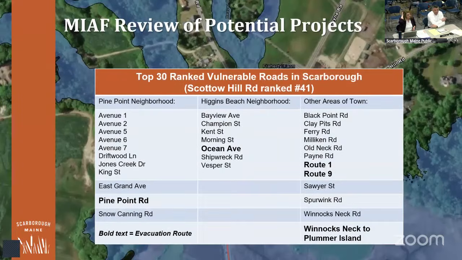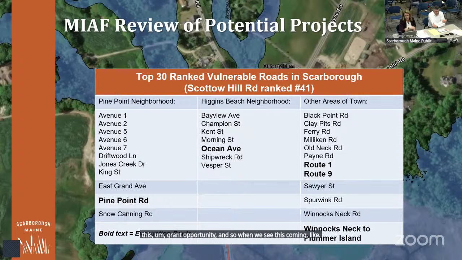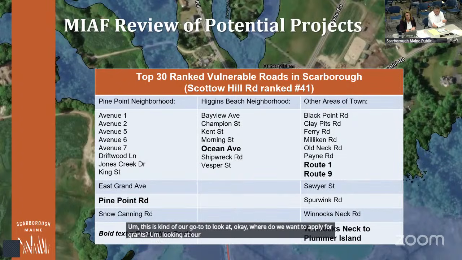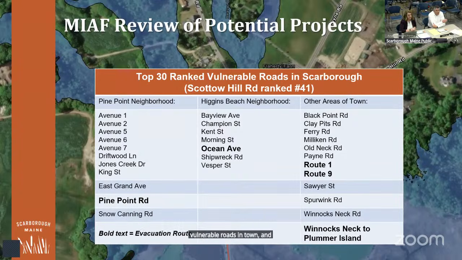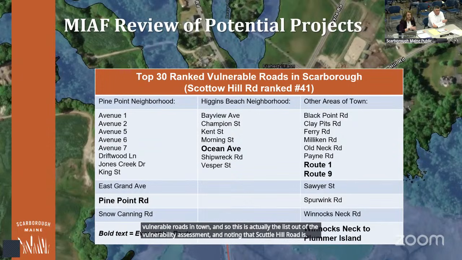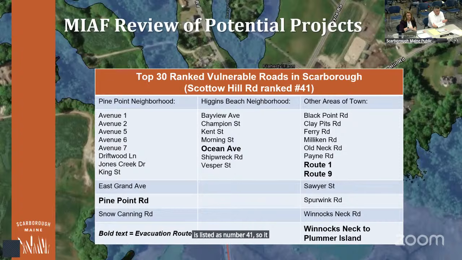I was going to talk a little bit about this grant opportunity. When we see this coming, like we did for Sawyer Street, and when Army Corps mentioned it, one of the first things staff do, now that we have a vulnerability assessment that the council adopted, is use it as our go-to to look at where we want to apply for grants, looking at our top 30 ranked vulnerable roads in town. This is the list out of the vulnerability assessment, noting that Scotto Hill Road is listed as number 41. So it is in the list.